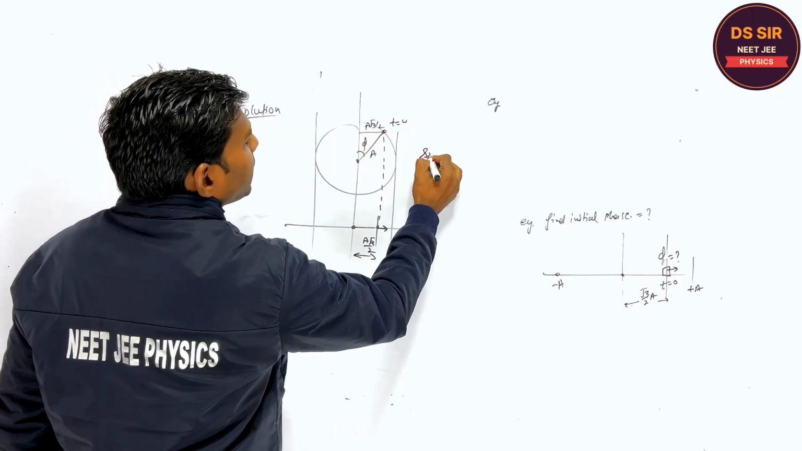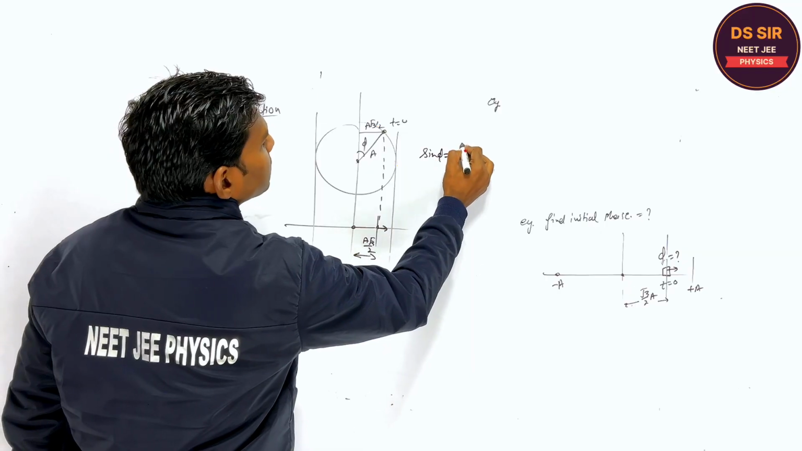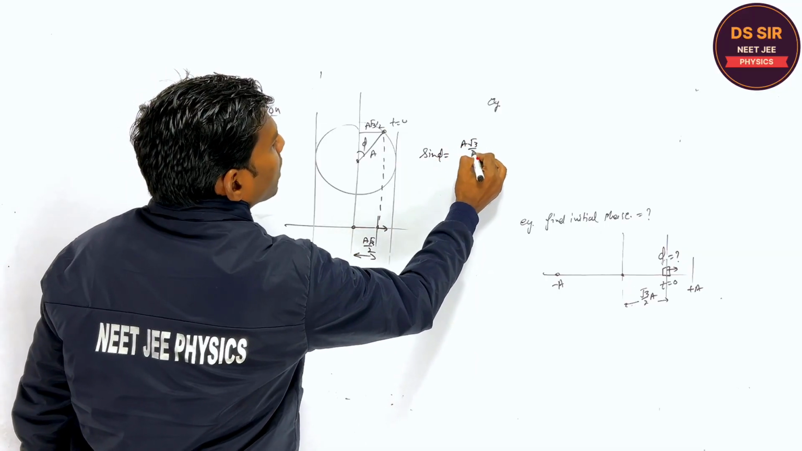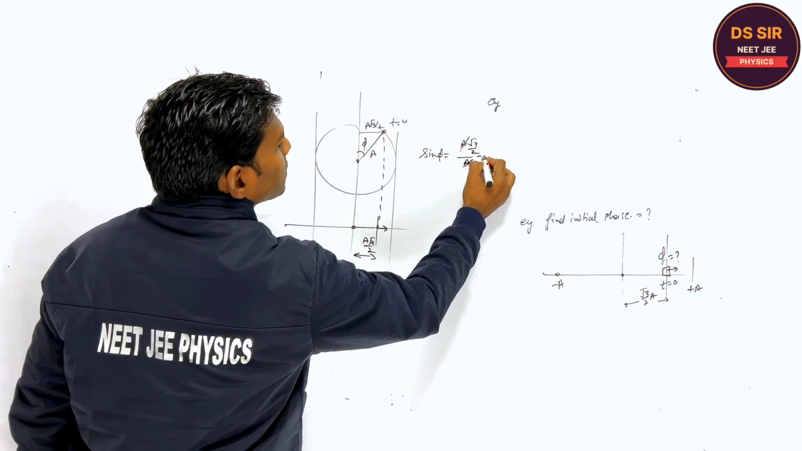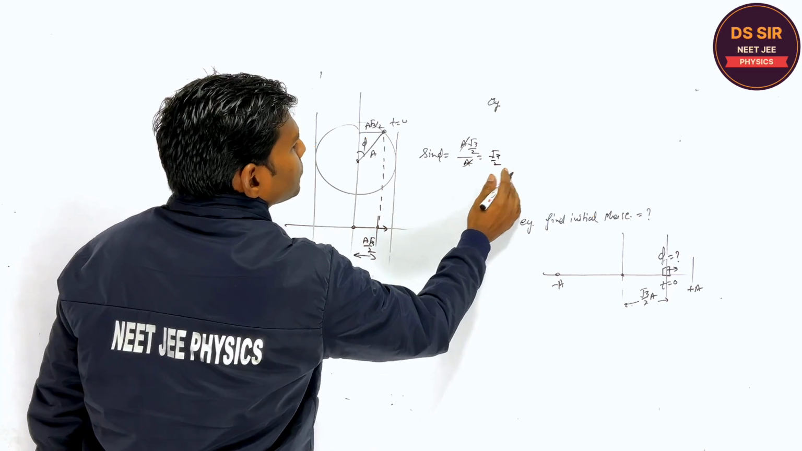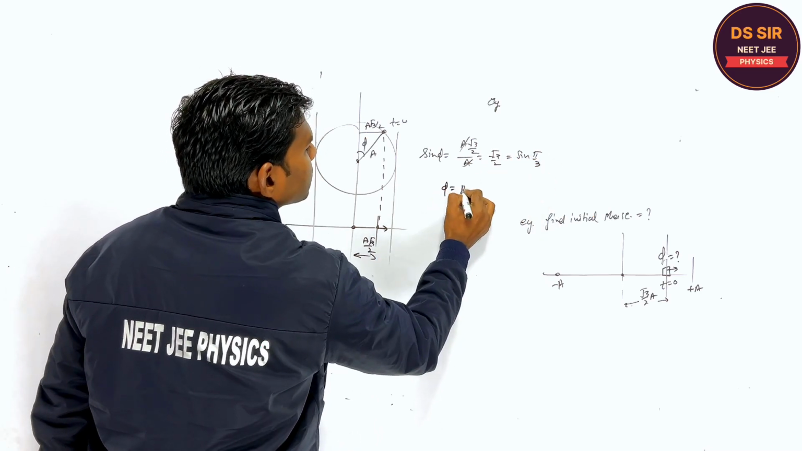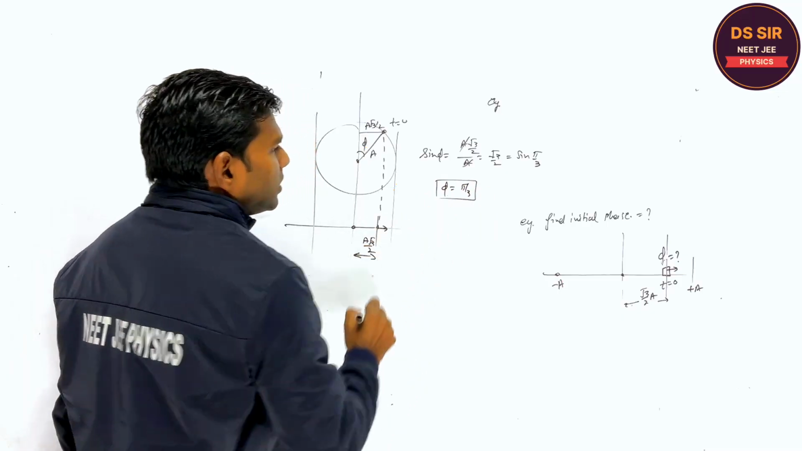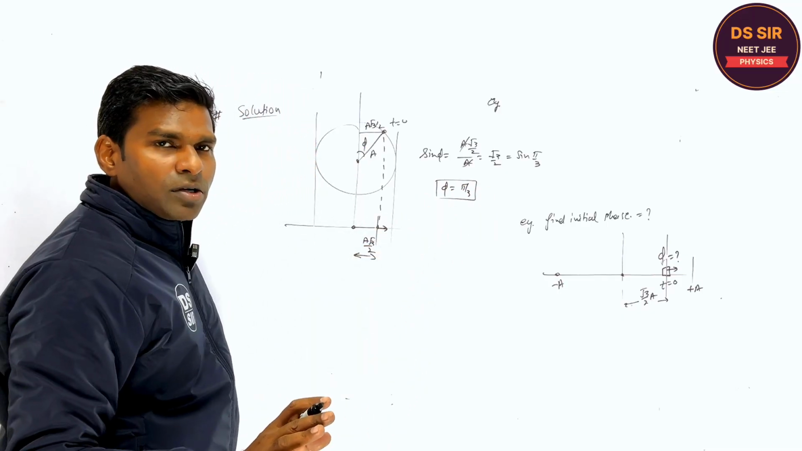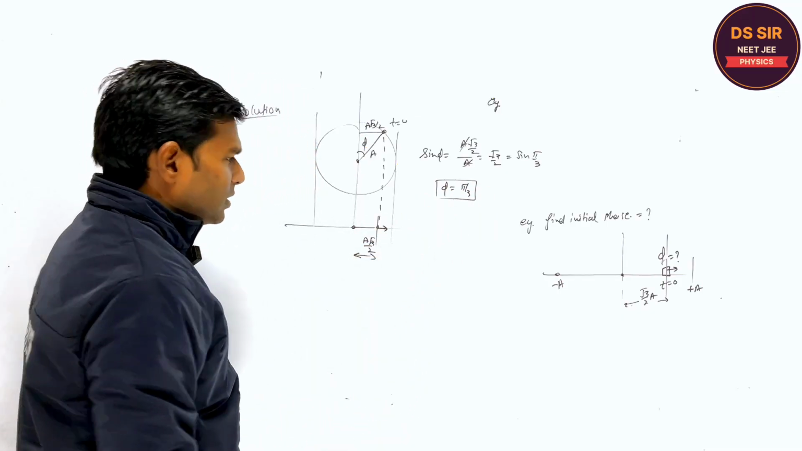So what is the sine phi? Sine phi is perpendicular upon hypotenuse. It is root 3 by 2. It is equal to sine 60 degree, pi by 3. So what is the initial phase? Say pi by 3. Is it clear or not? That is the thing.